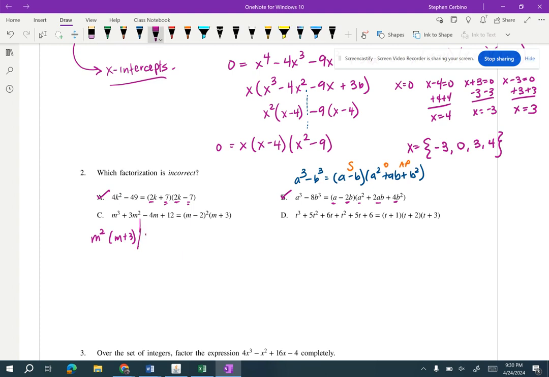If I take out positive 4, that's going to give me negative m plus 3. Neither of those is going to give me the same factor here. So that is actually factored wrong.